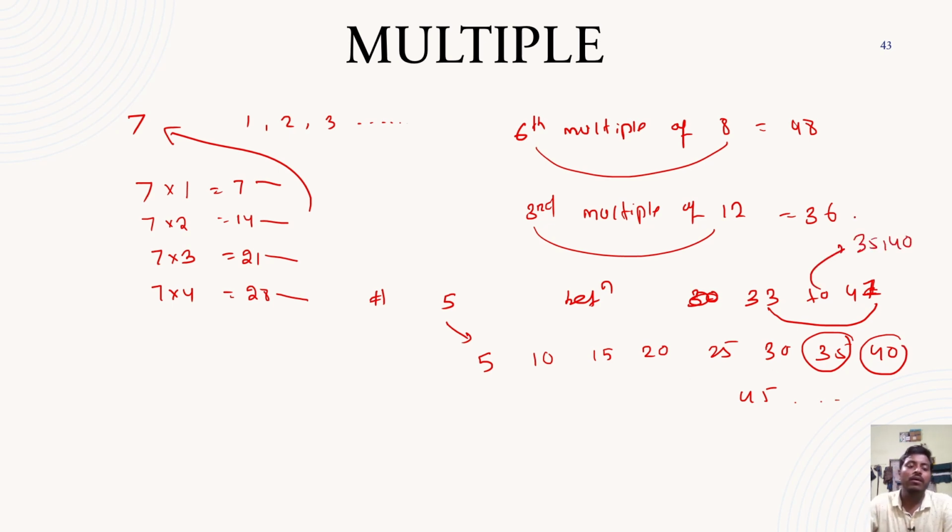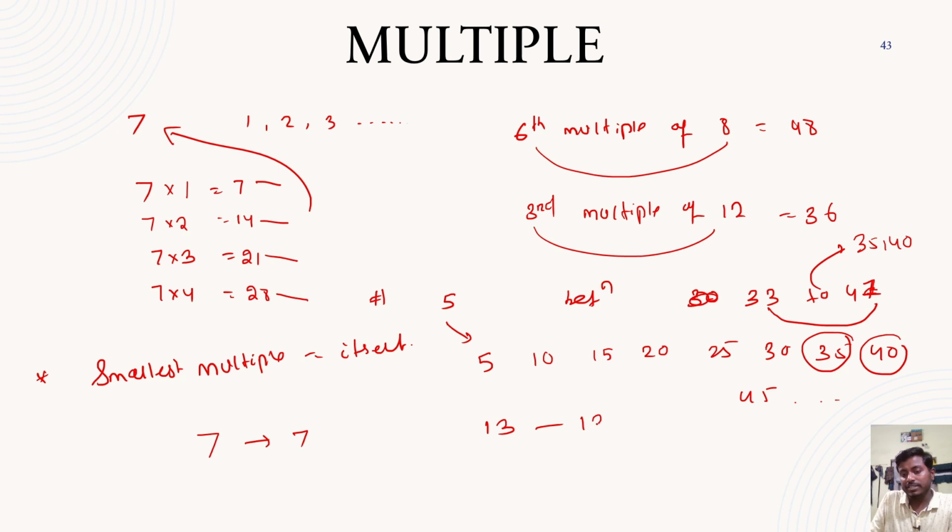I hope that is clear. Also remember that we cannot find the largest multiple of any number, but we can find the smallest multiple. The smallest multiple of any number is the number itself. Suppose 7, the smallest multiple is the same 7. For 13, the smallest multiple is the same 13. For 625, the smallest multiple is the same 625. Understand? Now this is all about multiples.